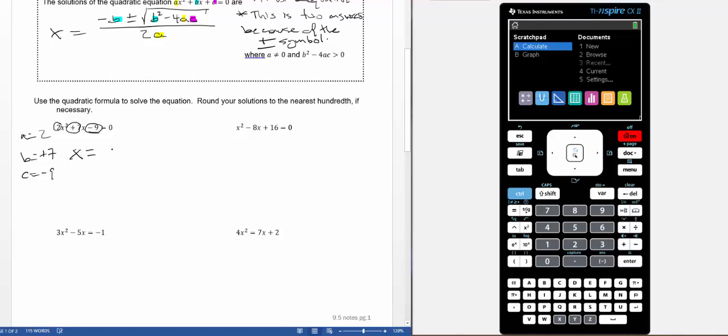So my quadratic formula tells me that x should be equal to a big fraction, negative b. Every time I substitute in a value, I'm going to put it in parentheses. So minus b plus or minus the square root of b squared minus 4 times a times c. And this whole thing is divided by 2 times a.